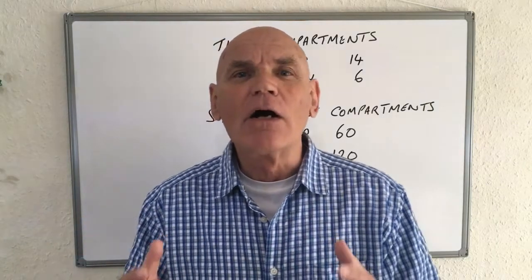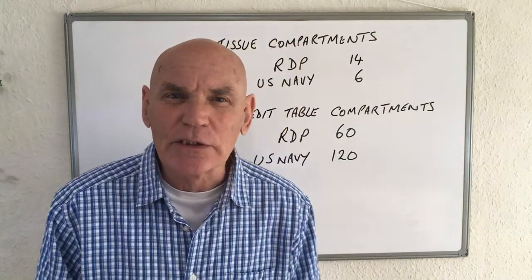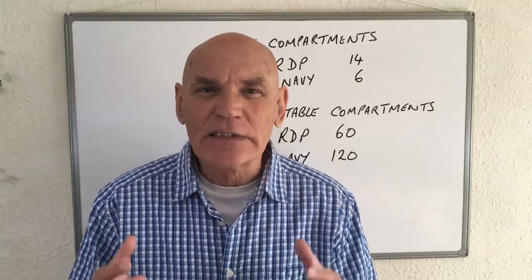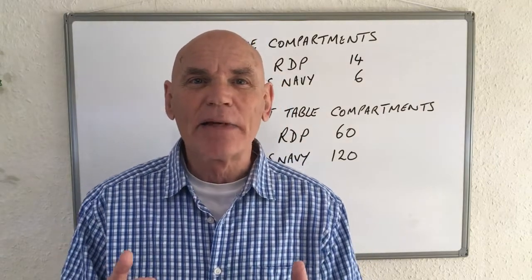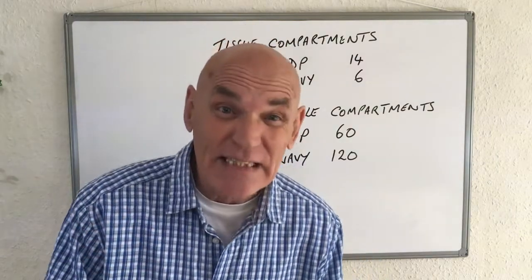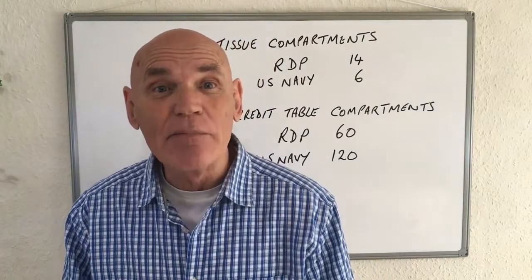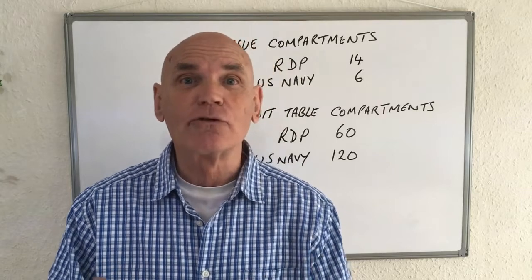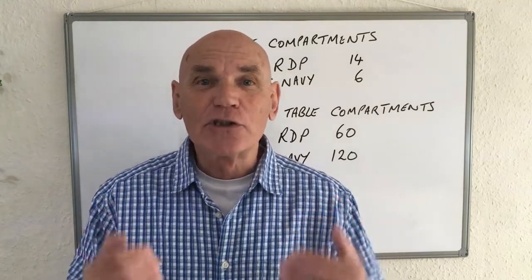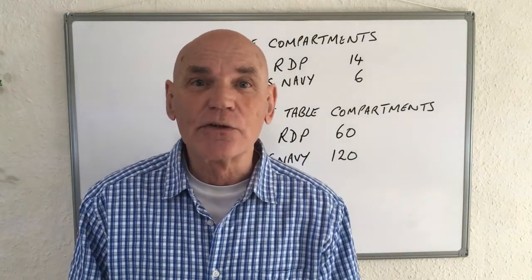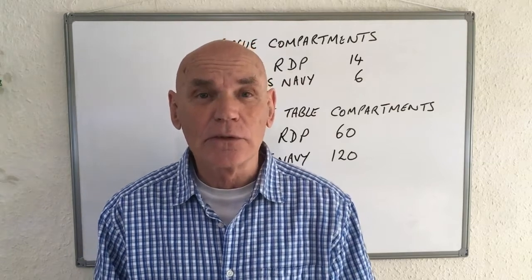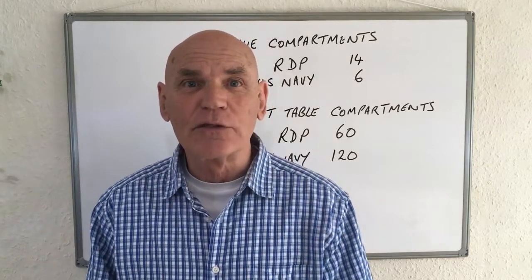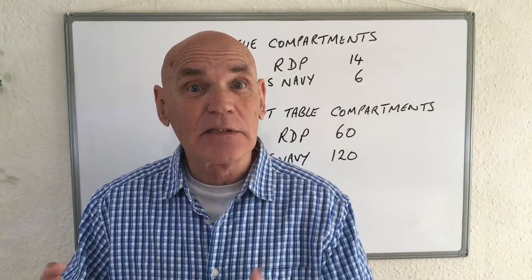So here we go to answers to more typical PADI questions. The RDP surface interval credit table is based on a tissue compartment of 60 minutes, while the US Navy military table is based on a much slower tissue compartment of 120 minutes. There are 2 advantages that this faster tissue compartment has for RDP users. 1 is shorter surface intervals and 2 is longer repetitive dives.